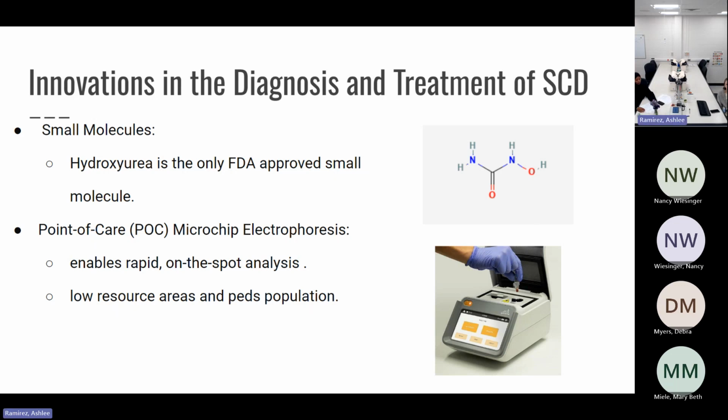So the future of sickle cell looks very bright. Research on the use of small molecules is underway, of which hydroxyurea is the only FDA-approved small molecule for sickle cell trait or sickle cell disease. And point-of-care microchip electrophoresis is important. It has been used in the past, but it's being improved because it helps for the spot analysis of sickle cell, as well as helps in populations of low resource areas, as well as the pediatric population.